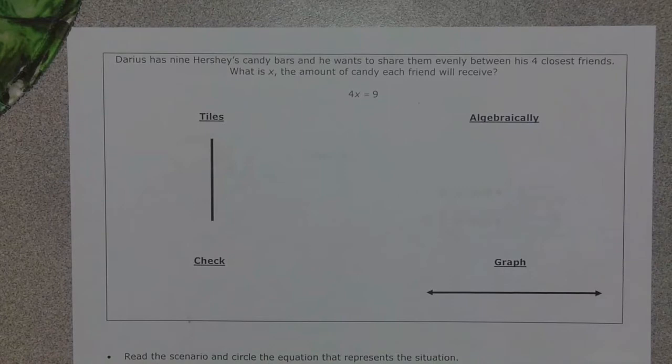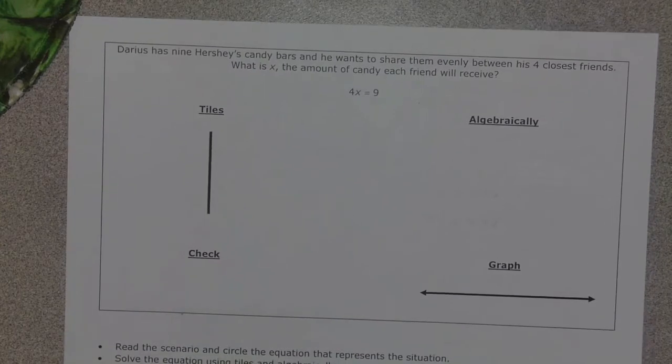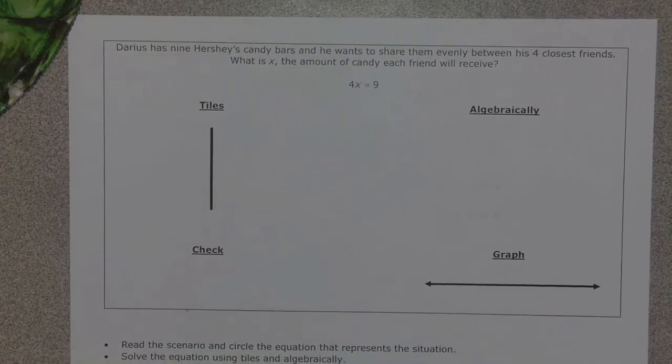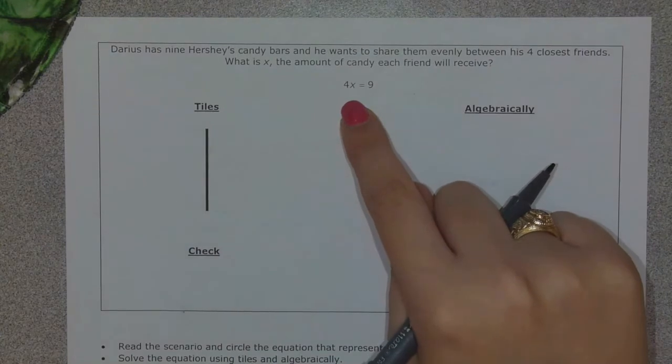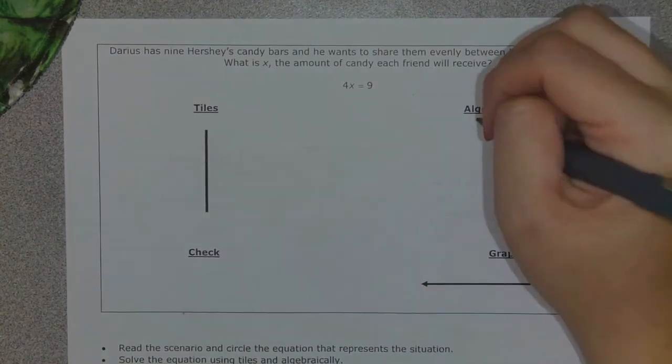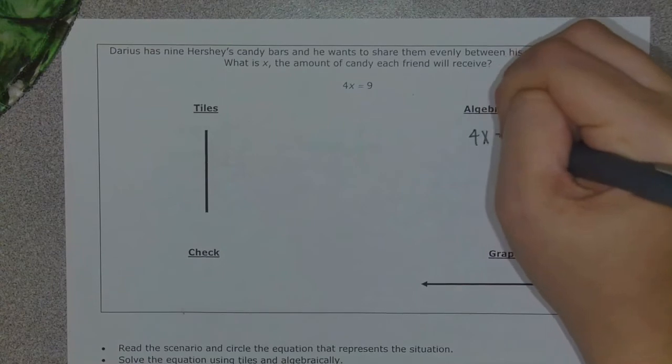On the back, it says Darius has 9 Hershey's candy bars, and he wants to share them evenly between his 4 closest friends. What is x? The amount of candy that each friend will receive. So they gave us our equation, 4x equals 9. Let's start algebraically. So 4x equals 9.